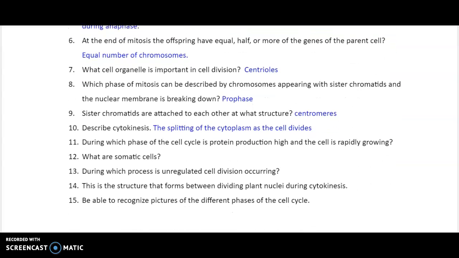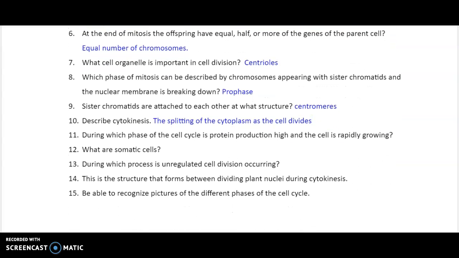Number 11. During which phase of the cell cycle is protein production high and the cell is rapidly growing? Okay, so which phase of the cell cycle is protein production high? Okay, we say cell cycle because this is not actually part of the PMAT. It's not actually part of mitosis, but it is part of the cell cycle. Okay. So we have interphase that actually happens before prophase starts.